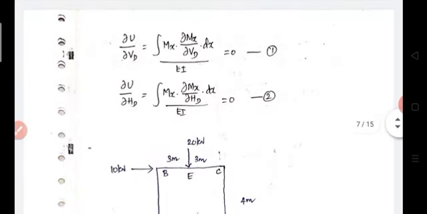The final equation will be, we already know strain energy U is equal to the integral of M squared dx divided by 2EI. The frame is also a flexural member, so moment is the major one, therefore strain energy is in the form of moment. The final equations are: ∂U/∂VD is equal to the integral of Mx ∂Mx/∂VD dx divided by EI equal to 0, first equation. Then ∂U/∂HD is equal to the integral of Mx ∂Mx/∂HD dx divided by EI equal to 0.